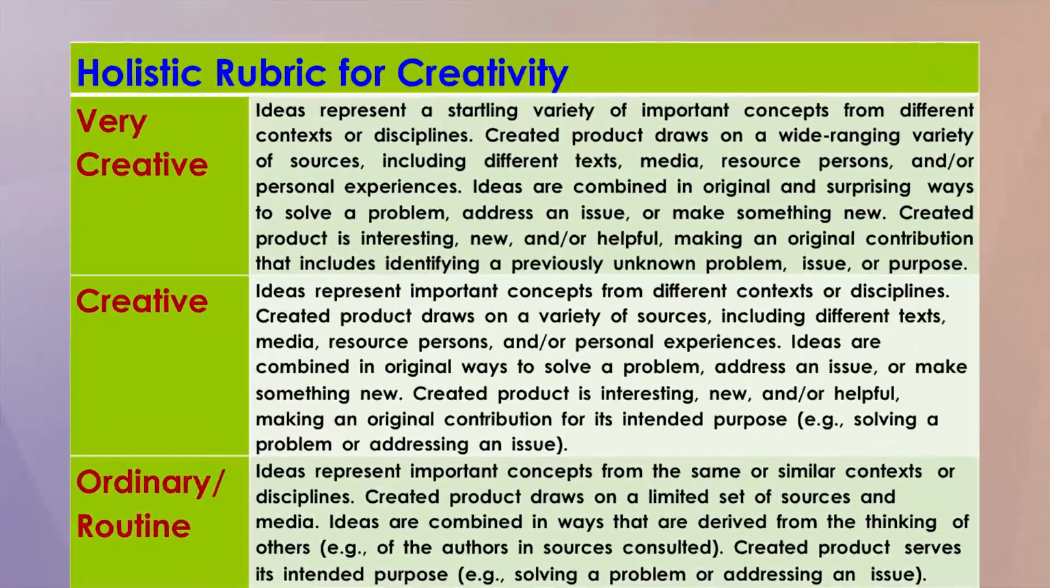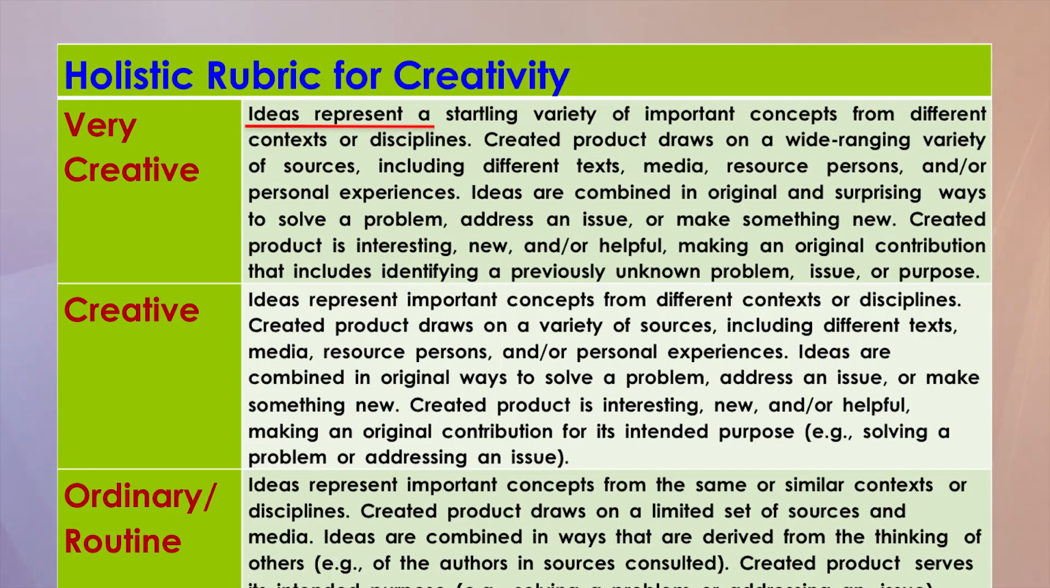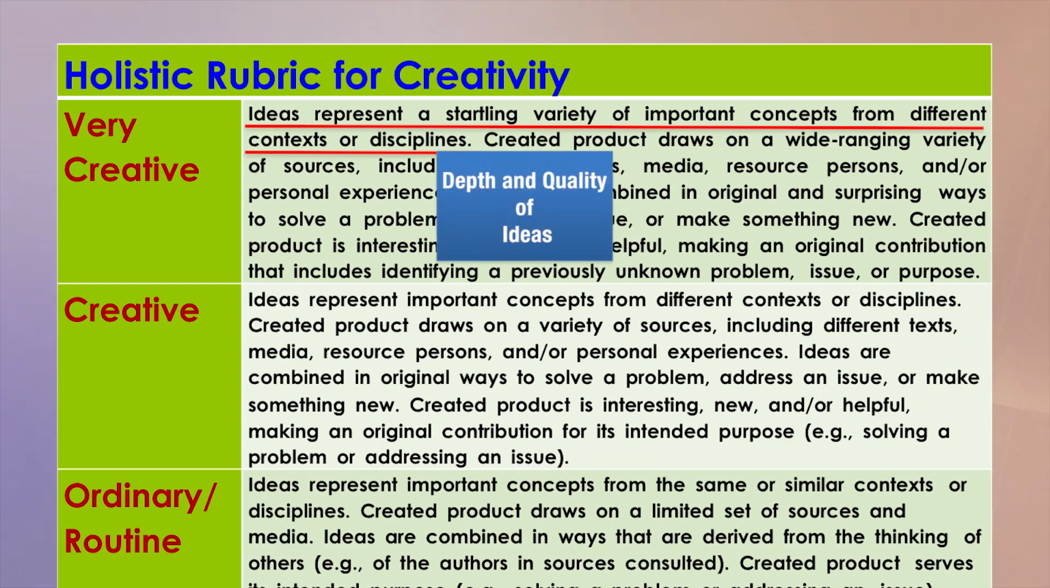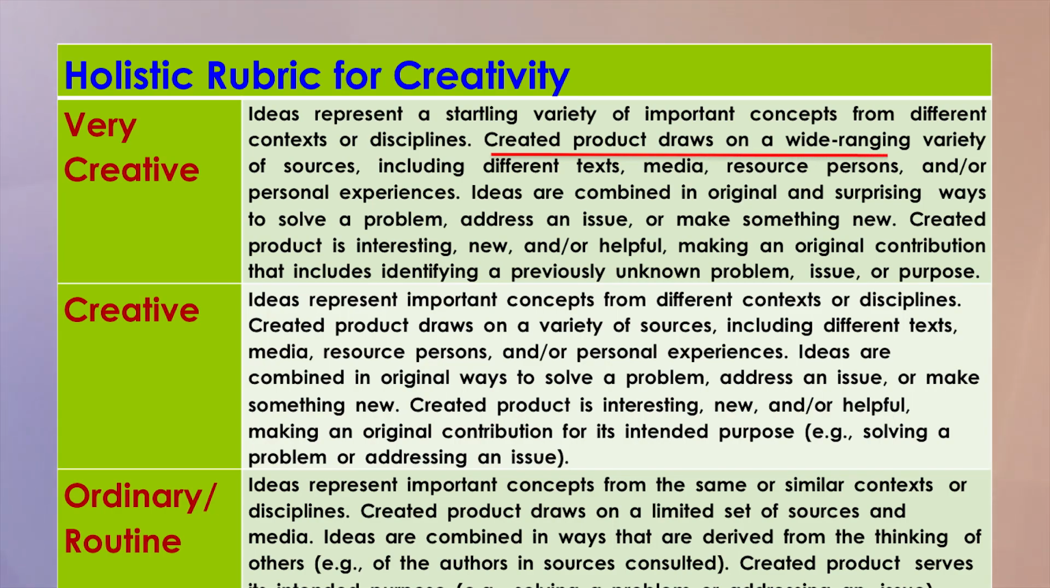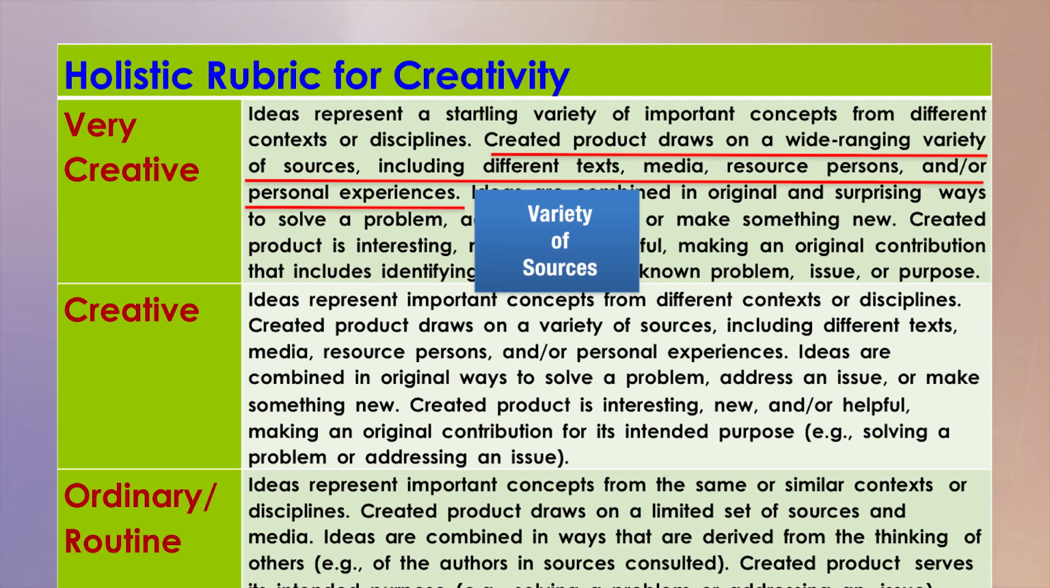The first statement of the description is, ideas represent a startling variety of important concepts from different contexts or disciplines. This statement was the description for the level very creative under the criterion depth and quality of ideas in the analytic rubric for creativity. The second statement of the description is, created product draws on a wide ranging variety of sources including different text, media, resources and personal experiences. This was the description for the level very creative under the criterion variety of sources in the analytic rubric.